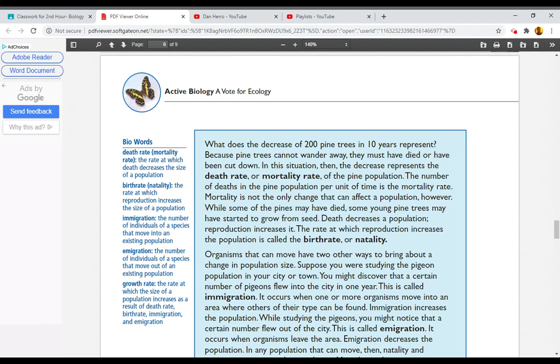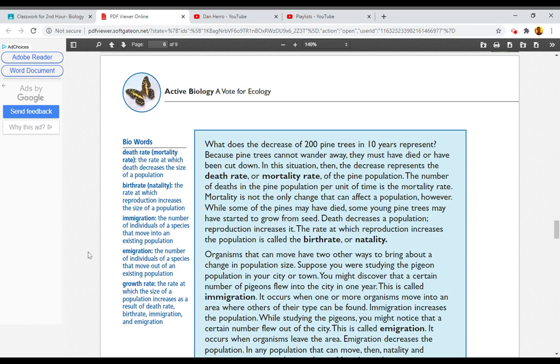Mortality is not the only change that can affect a population, however. While some of the pines may have died, some young pine trees may have started to grow from seed. Death decreases a population, reproduction increases it. The rate at which reproduction increases the population is called the birth rate or natality.